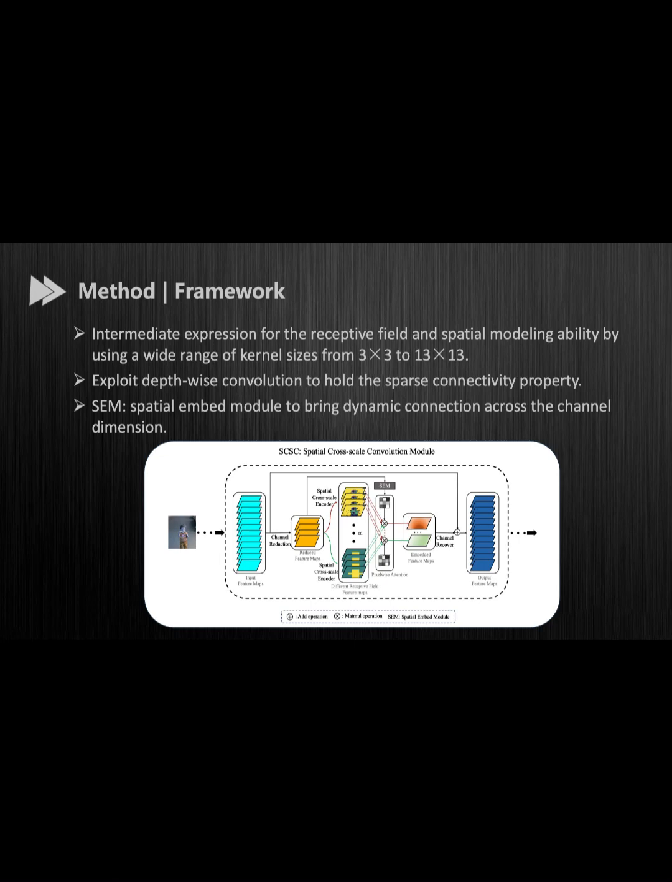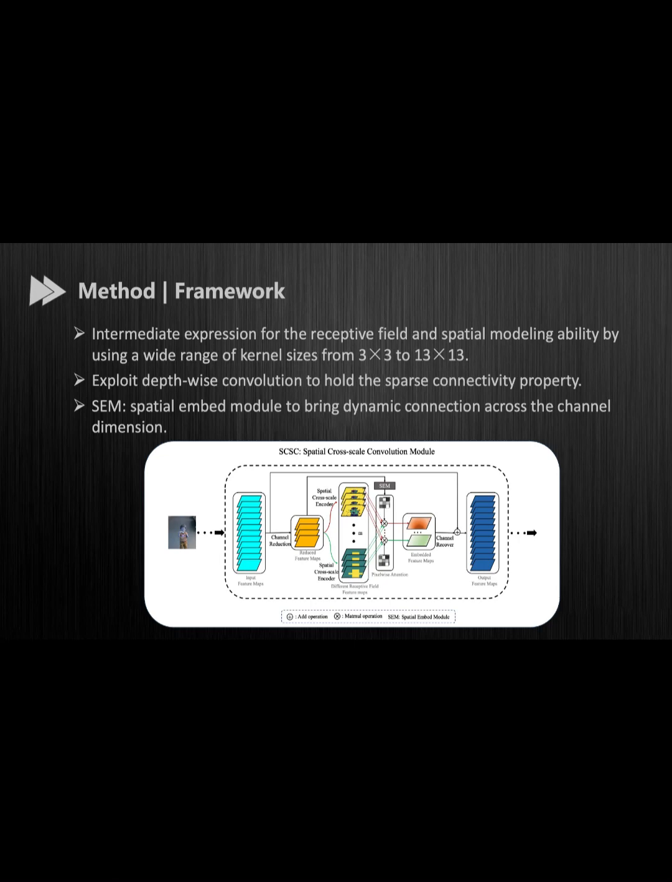Small kernels, for example 3 by 3, have advantage in modeling low-level and detailed information as shown in the upper red path in the figure. Large kernels, for example 13 by 13, can handle the semantic dependence in a large receptive field as shown in the lower green path in the figure. Therefore, keeping both of them can obtain diverse spatial representations.